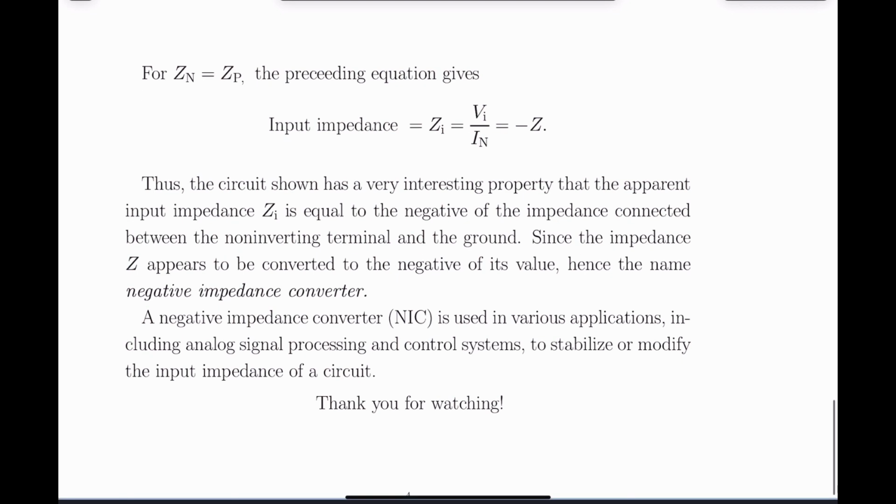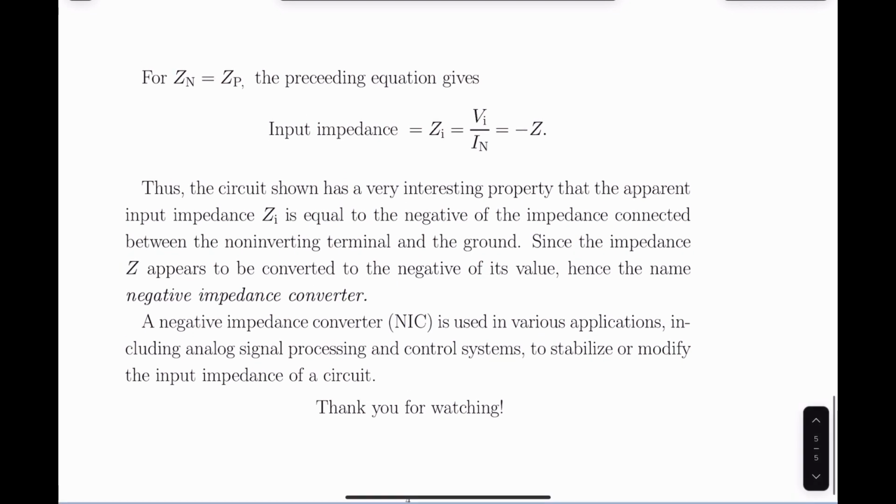If I take Zp equal to Zn, if I equate both of them together, then what we get? We get input impedance Zi as Vi upon In. Vi is the input potential at the inverting input, In is the current. So this is the input impedance of the circuit, and this comes out to be minus Z.